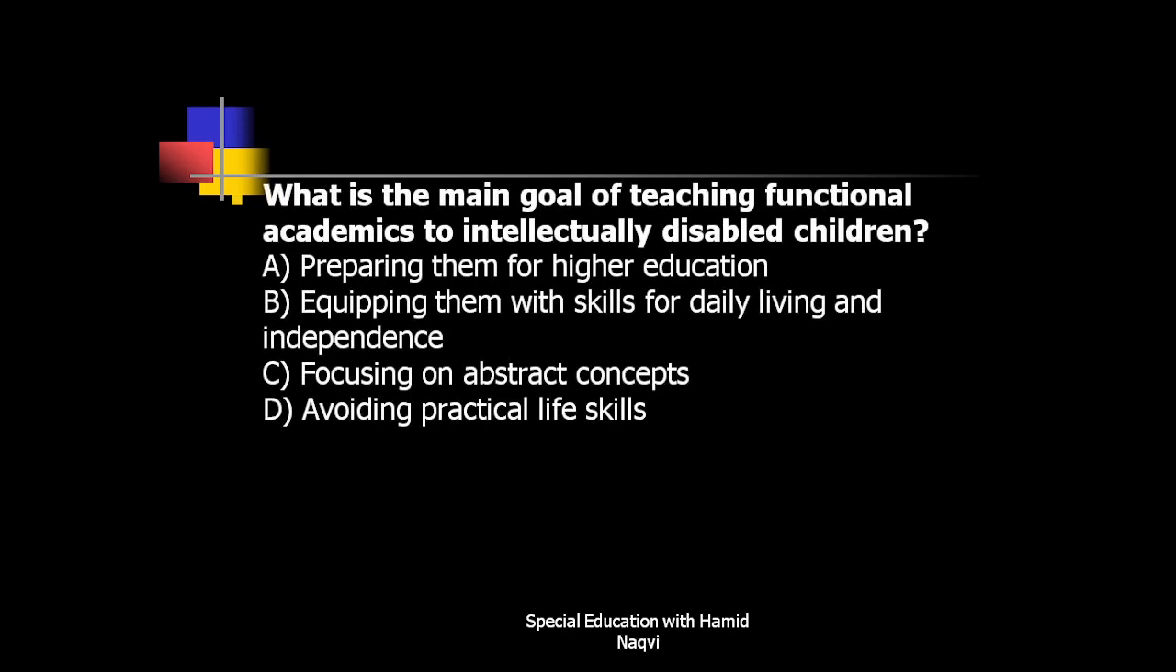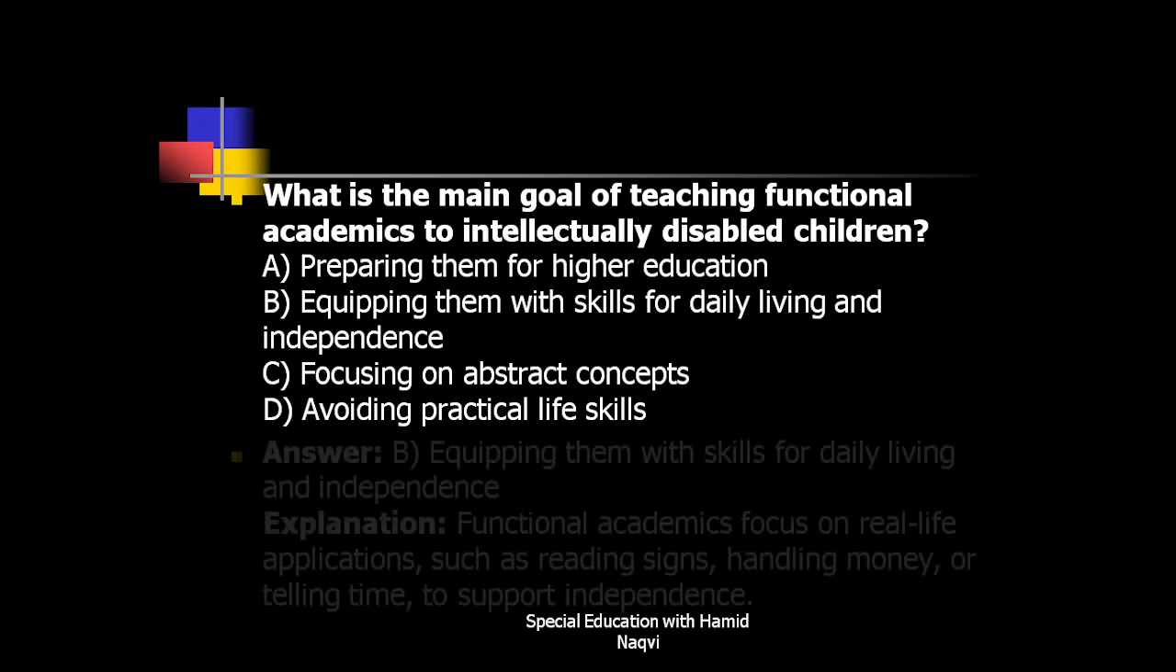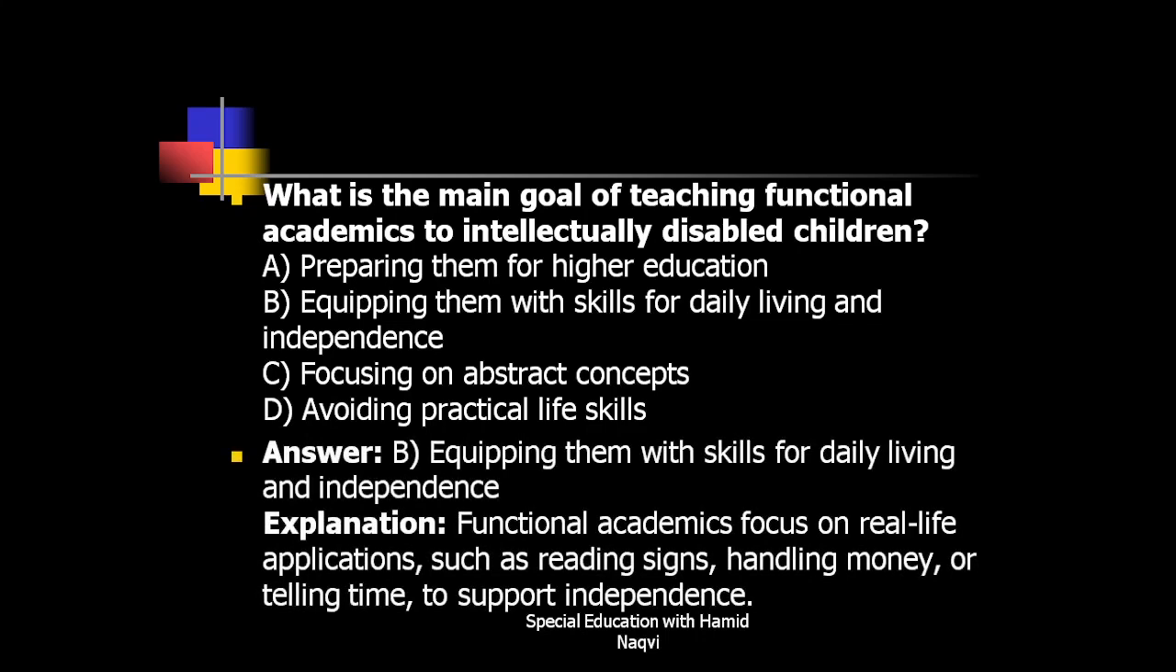What is the main goal of teaching functional academics to intellectually disabled children? Prepare them for higher education, equipping them with skills for daily living and independence, focusing on abstract concepts, or avoiding practical life skills. The answer is equipping them with skills for daily living and independence. This is because functional academics focus on real life applications such as reading signs, handling money, or telling time to support independence.